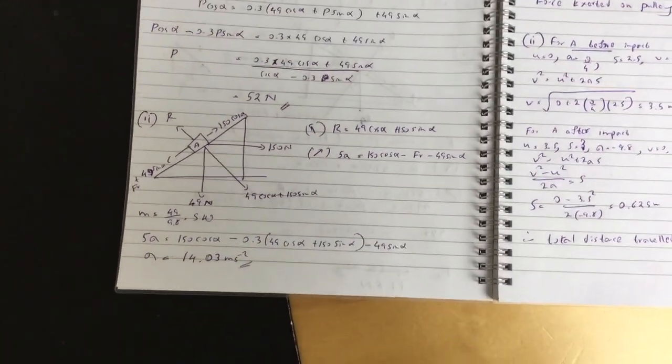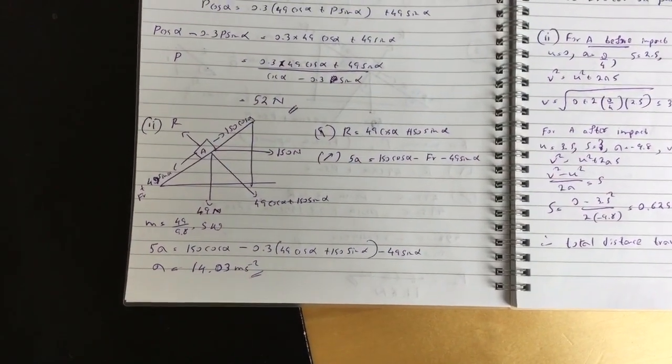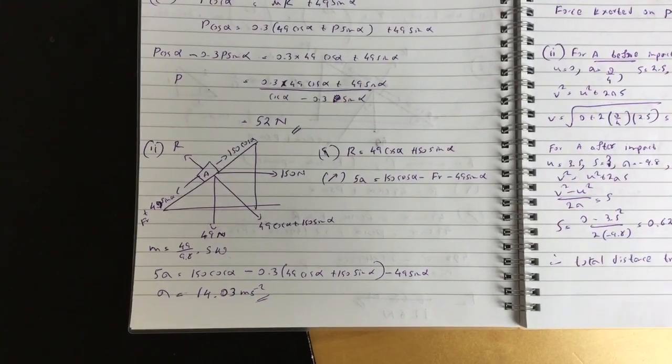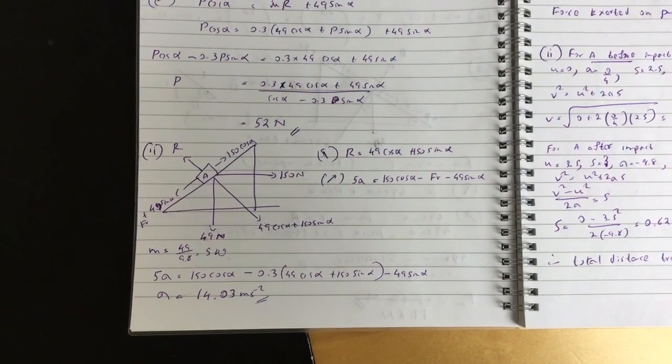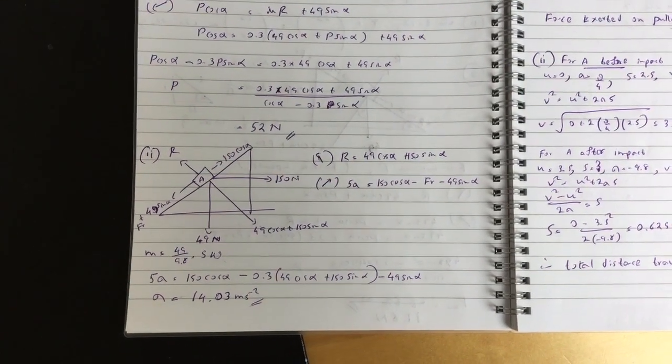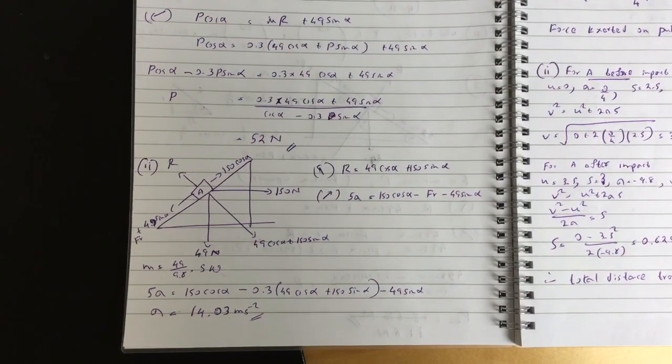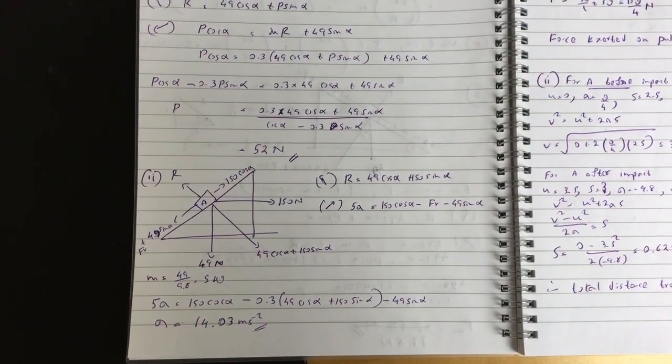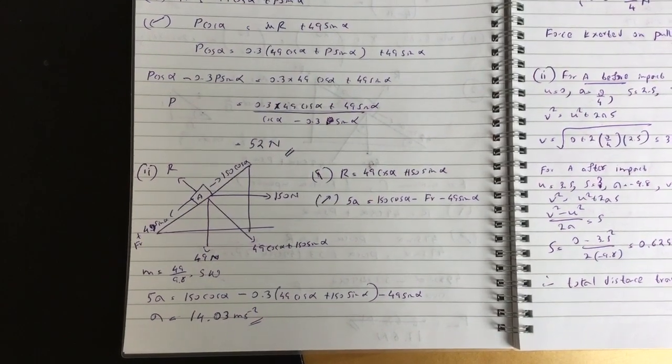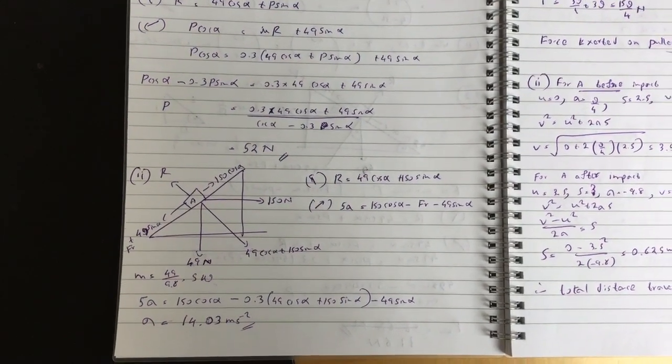And then part 2, so now P is given as 150 newtons. The object is accelerating upwards. You just again do the equations and solve it. You obviously have to work out the mass, which is 5 kg, and the acceleration turned out to be 14.03 meters per second squared.